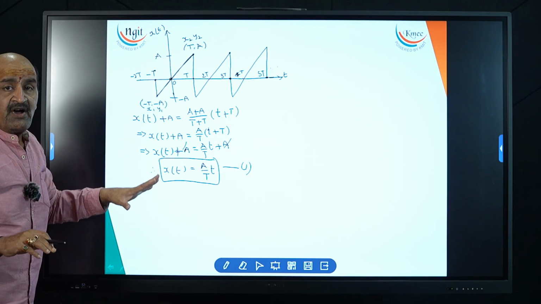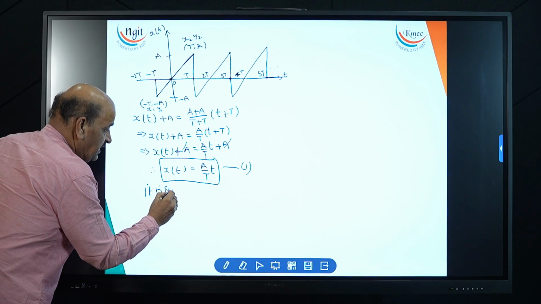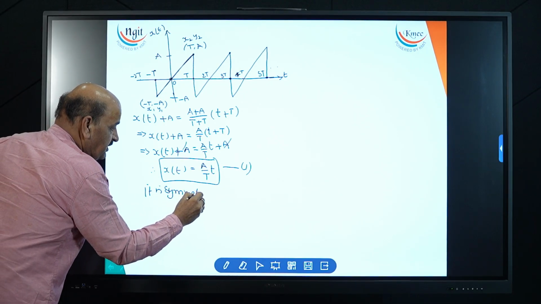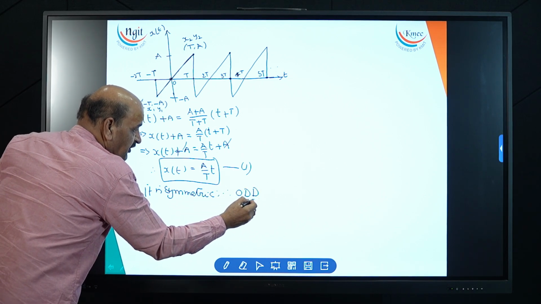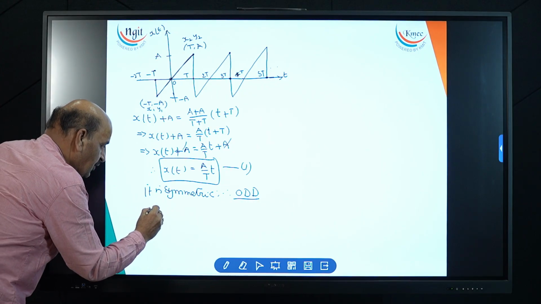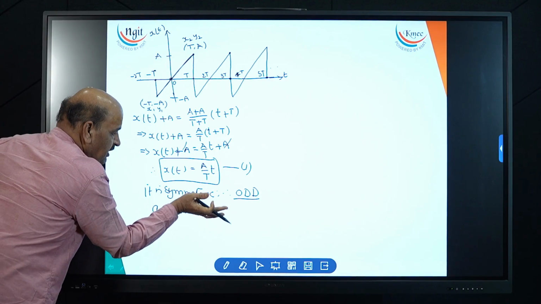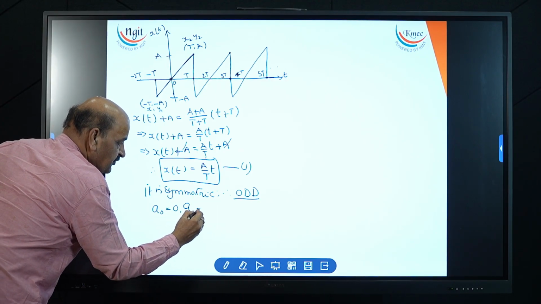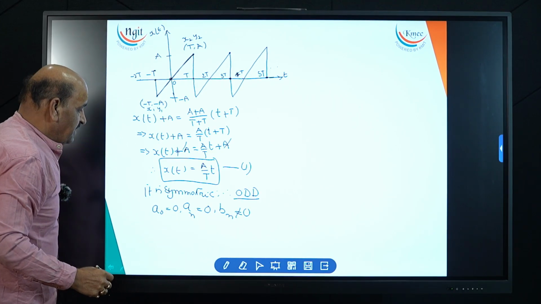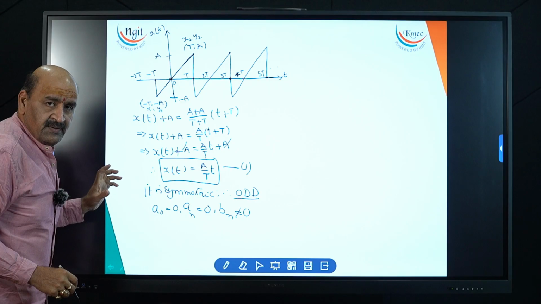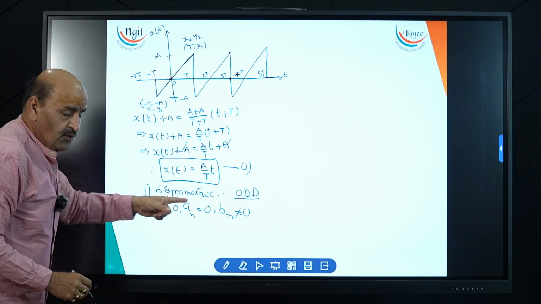All such symmetric waves are odd. It is a symmetric wave. Therefore, it is an odd signal. So for an odd signal, we know that A naught equals 0 and An equals 0, but not Bn. That means Bn is not equal to 0. Therefore, in the given Fourier series equation, it contains no A naught and no An, it contains only Bn.